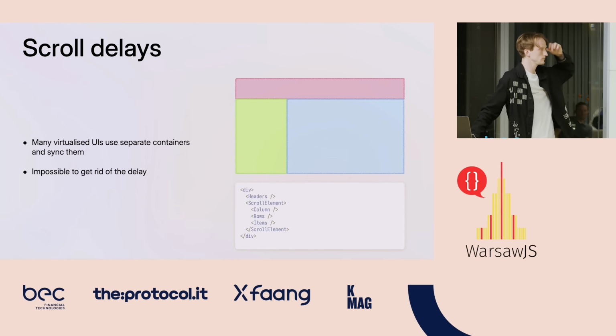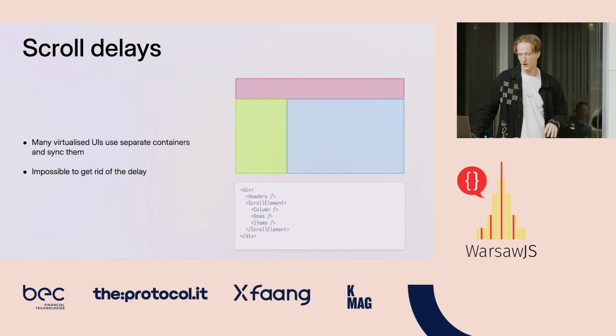Scroll delays. If you implemented or used virtualized UIs like tables, it's pretty common pattern to have separate scroll containers for headers and the body. And even such giants like AG Grid has this issue. It's just impossible to get rid of this delay if you scroll. I think it's related to MacBook hardware acceleration, but I'm not sure. And that's what I told to all my colleagues, that we just can't do anything about it.